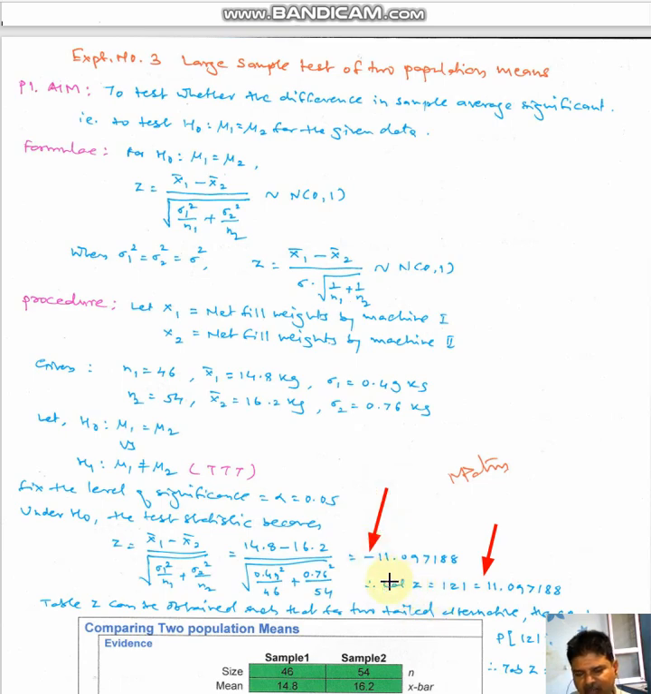But since the value is negative and it is a normal test, therefore we are converting this to the positive one. So calculated Z is mod Z equal to 11.0971. Now that means we need to compare this value with the table Z.